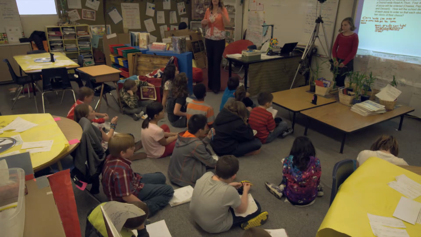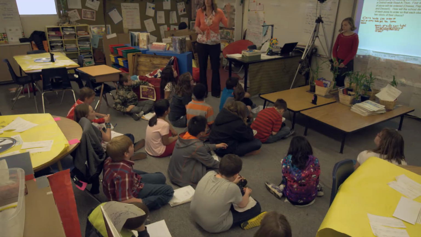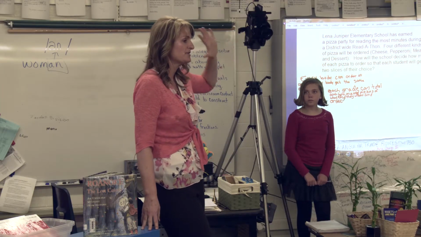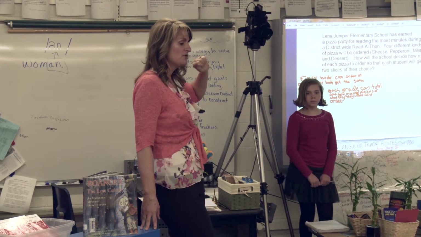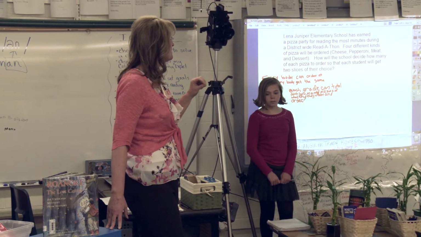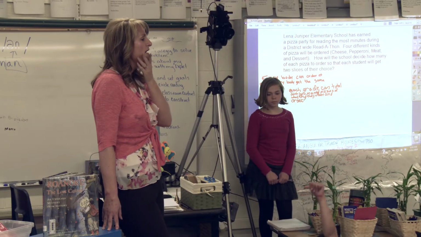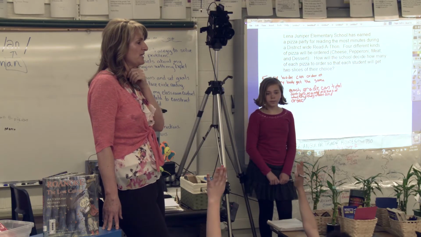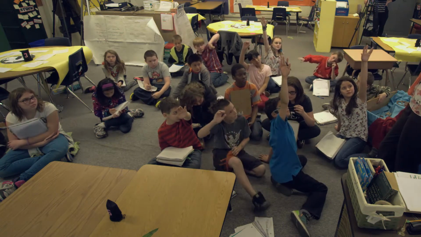Allie says every class would get 2 of each type: 2 cheese, 2 pepperoni, 2 meat, 2 dessert. So each class would get 6 pizzas. Each 2 classes, so 2 classes would share. So basically 1 of each kind for each class. Yeah. Okay. Any questions or comments on that strategy?